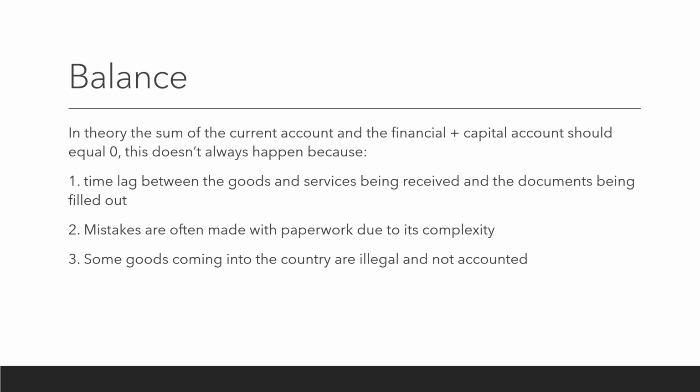However, this doesn't always happen because, number one, there's a time lag between the goods and services being received and the documents being filled out. Secondly, there's often mistakes being made in the documents. And thirdly, some goods coming into the country are illegal and therefore the documents just aren't filled out at all.